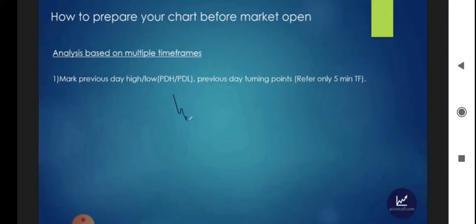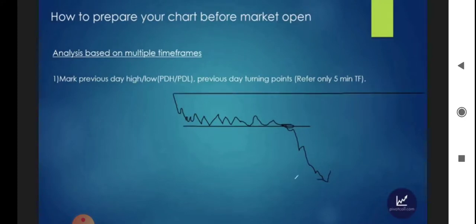Or market started coming down, then stayed sideways because maybe there was some support. Every time it came near that support, and finally market went down. Breakdown happened here. So this is your previous day high, this is your previous day low, this is your turning point. You can mark this also. This is also likely to work as a strong support resistance on your chart.